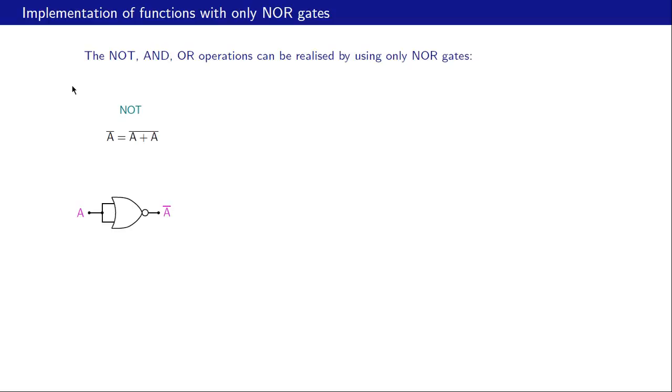Here is the implementation of the NOT operation using a NOR gate. So we have a NOR gate here. Its inputs are connected together and that is connected to the input A. So at the output we have A plus A bar, like that, and a plus a is nothing but a, so therefore we have a bar. So that is the implementation of the NOT operation.